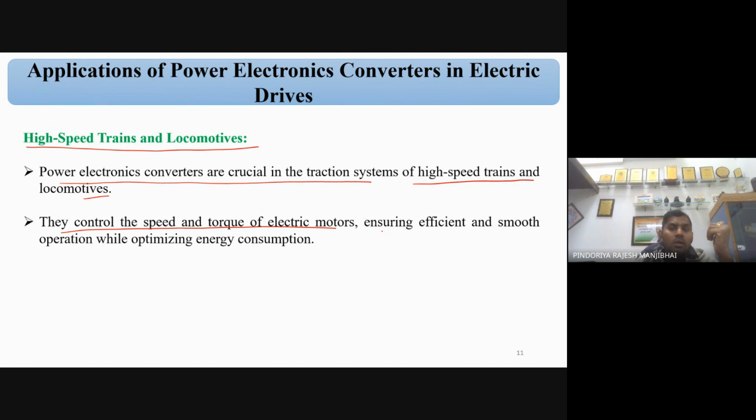Ensuring efficient and smooth operation while optimizing the energy consumption. So we have to optimize the energy consumption. We have to increase the efficiency of the drives. Correct. Ultimately, we have to increase the efficiency of our device, our system. Correct. So whenever we say efficiency, then the power electronics role is a major role.